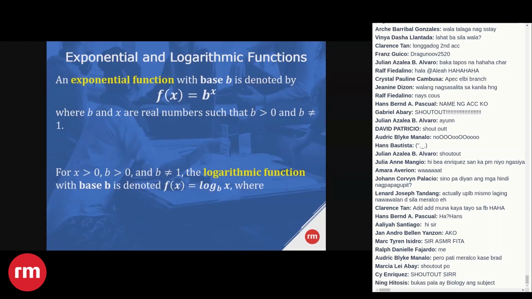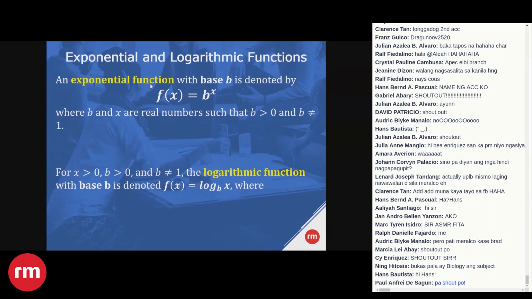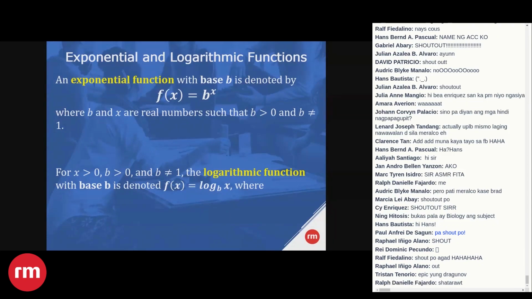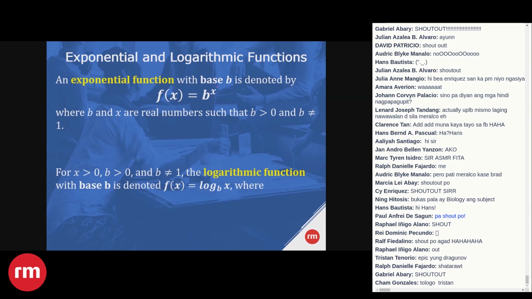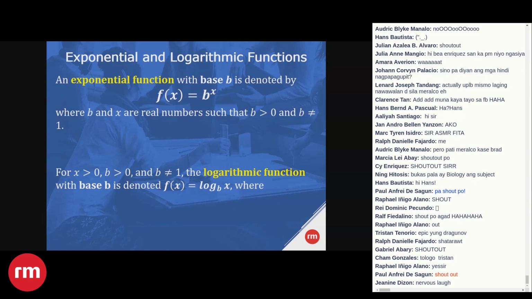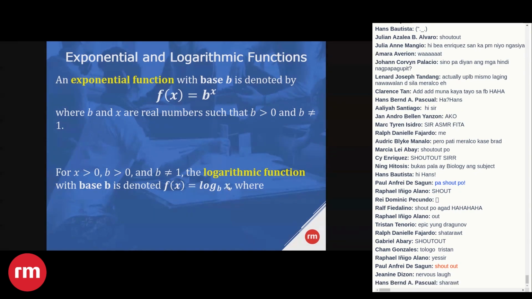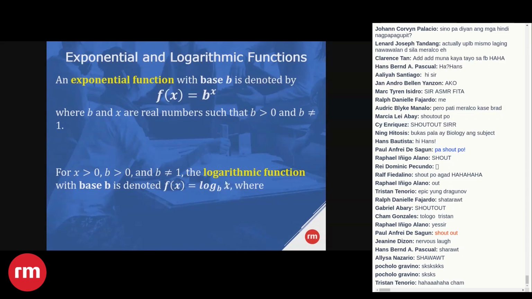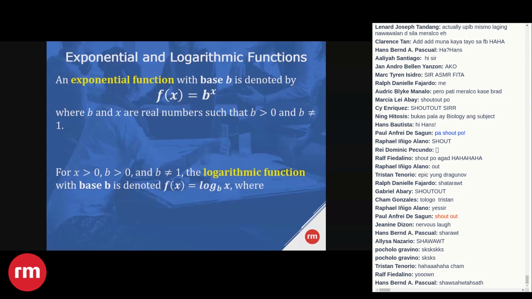So again, as I've said, the logarithmic function is the inverse of the exponential function. It is of the form logarithm to the base b of x. Just be careful for the exponential functions. We have no restriction for the value of x. However, pagdating sa logarithmic function, we have to make sure that x, which we call as the argument, should be positive, always positive. Okay? So, yun yung restrictions natin. For exponential function, no restriction for the value of x. For the logarithmic function, you have a restriction for x. You should always be positive.